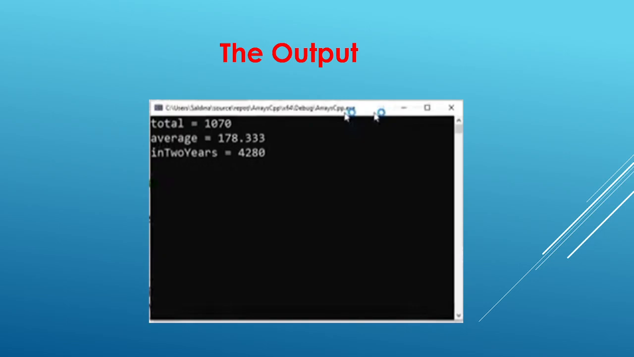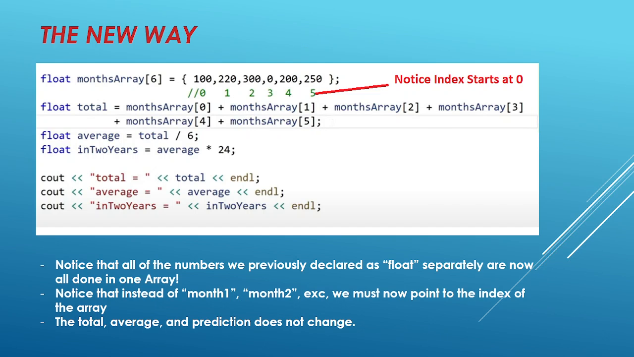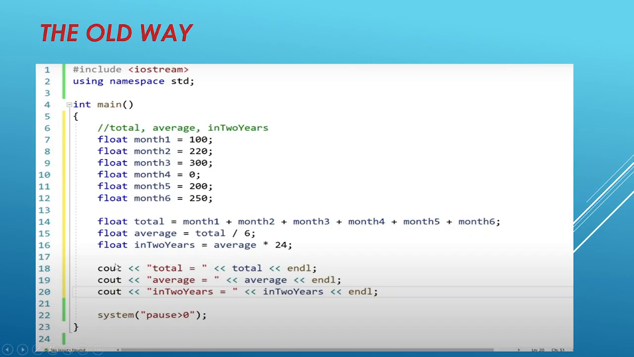You would have your total, your average, and an estimation of how many calories you took in 2 years, and that is designated right here. Your cout is your total, and your total is all the months simply added together. Your average is the total divided by 6 months, and if you wanted to predict how many calories you would intake in 2 years, you would just take your average times 24.